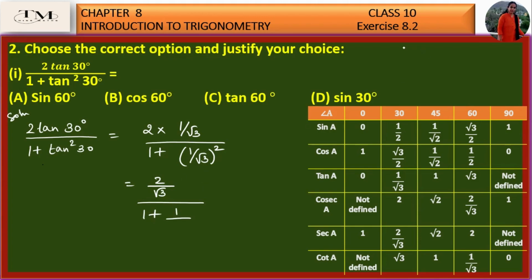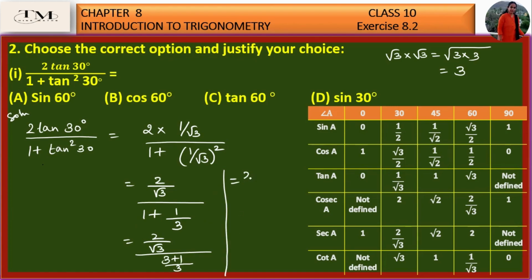Root 3 whole square is nothing but root 3 into root 3. We can write it as square root of 3 into 3. If the number appears in a pair inside the square root, the answer is that number. So the answer is 3. So 2 by root 3 divided by, taking 3 as LCM, 3 plus 1 in the numerator. After that, we have 2 by root 3 divided by 4 by 3.